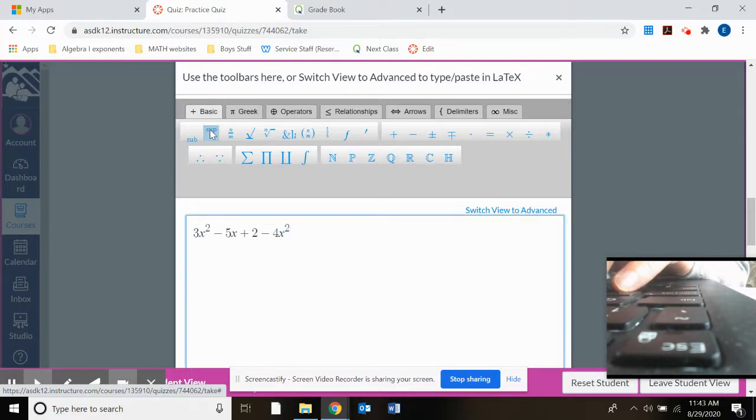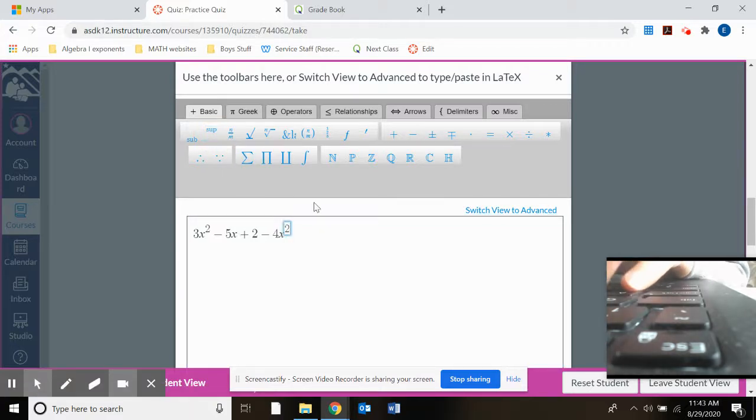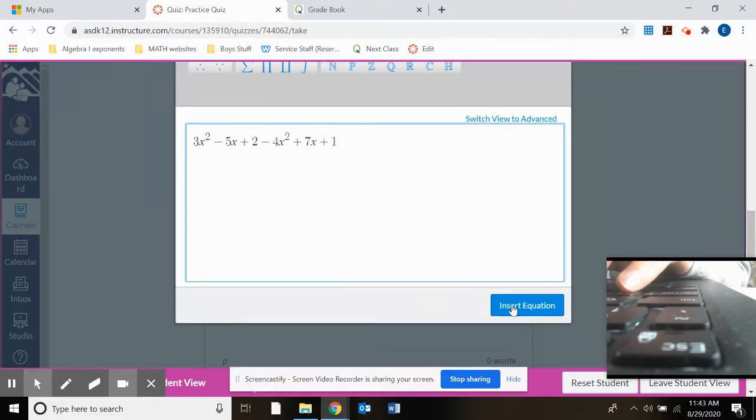You can see I am using, oops, let me do it over again. For the 4x, when I go to square it, I'm going up here to sup for superscript, and that's what's raising that up and doing an exponent. And then when I arrow over, it drops back down. I'm used to doing this so quickly, I forget that I'm trying to explain what I'm doing. Now I'm going to scroll down and insert the equation.